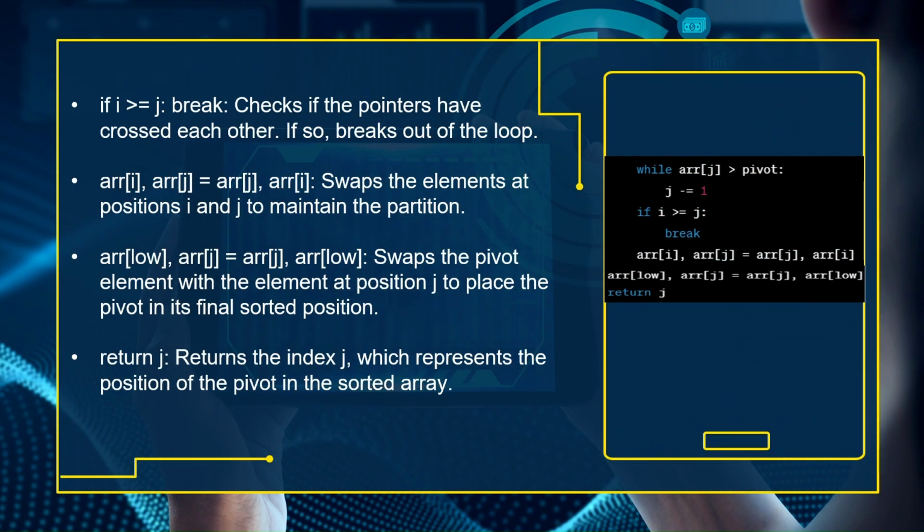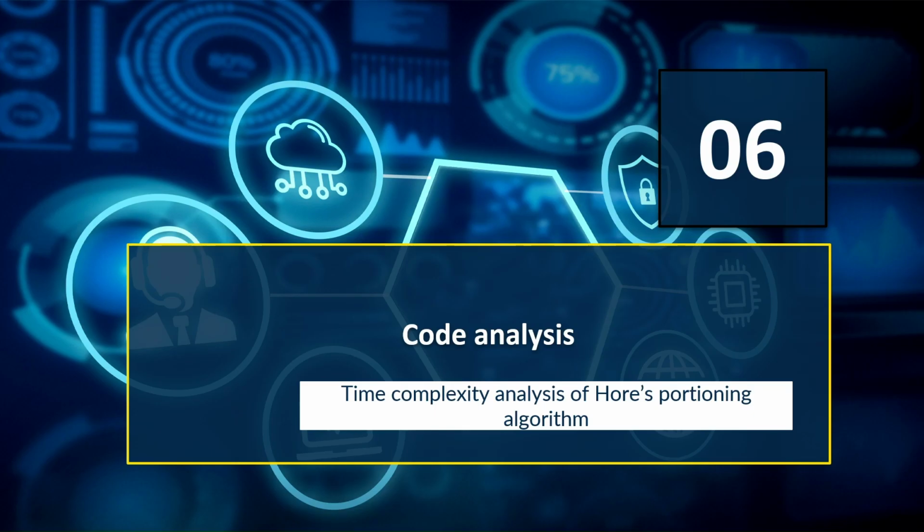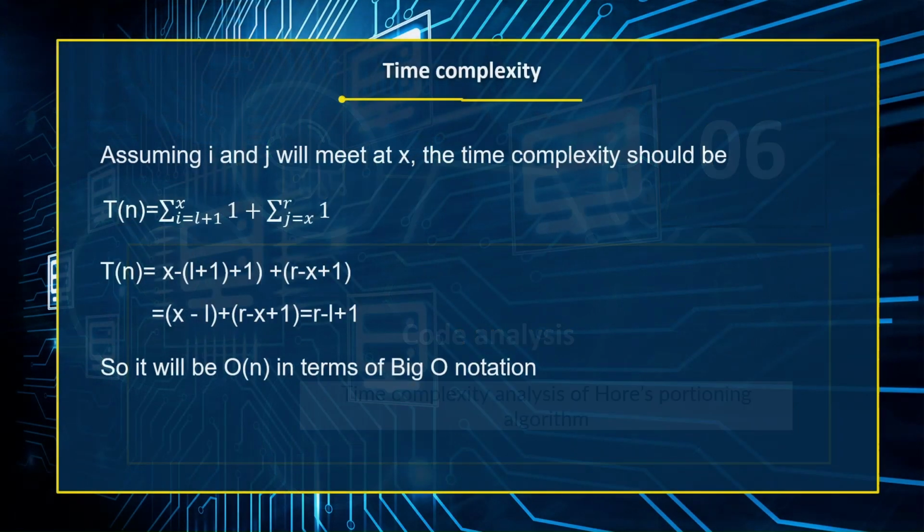Then we check if the 2 pointers have crossed each other. If so, we break out of the loop. Otherwise, we swap the elements at positions i and j to maintain the partition. Then we swap the pivot element with the element at position j to place the pivot in its final sorted position, and then we return the index j, which represents the position of the pivot in the sorted array. And now with the code analysis.